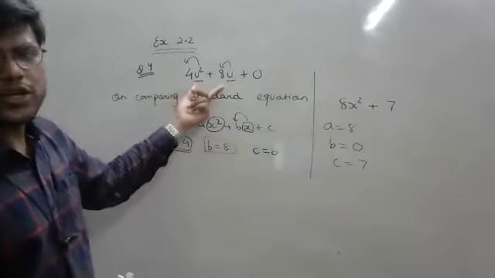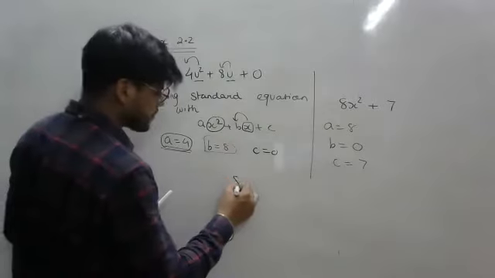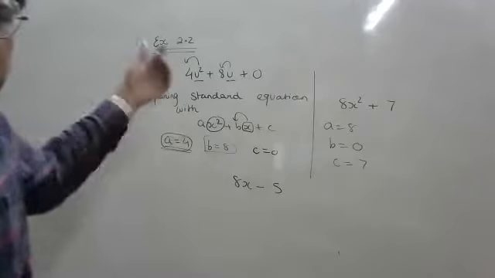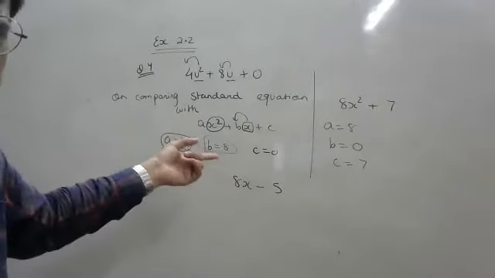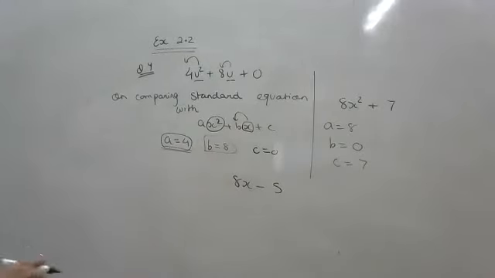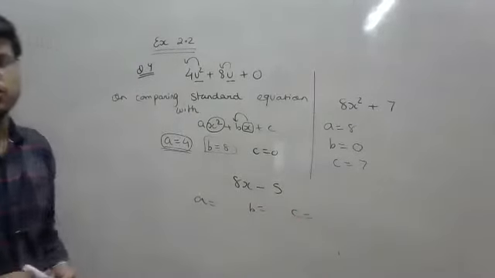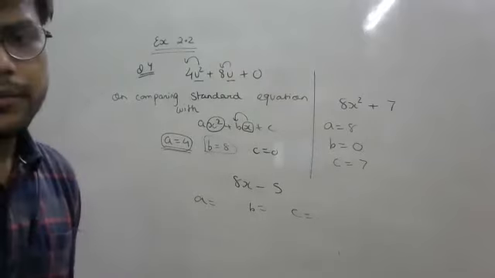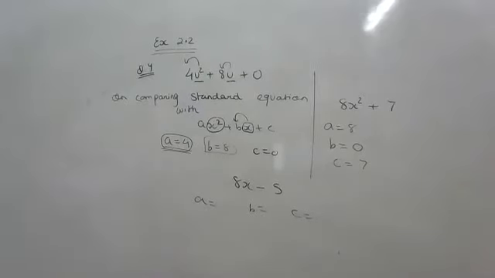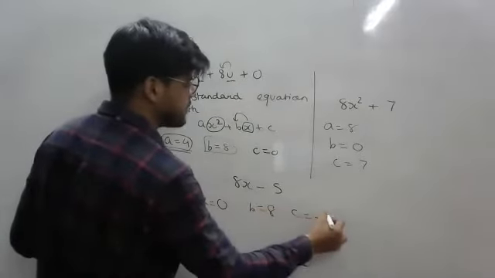It is not the case that if you have two terms, then you always have to take c as 0. No, it depends. Now suppose I have a question 8x minus 5, and I want to compare this with the standard quadratic equation. What will be the values of a, b and c? Good. A is equal to 0, b is equal to 8, c is equal to minus 5.